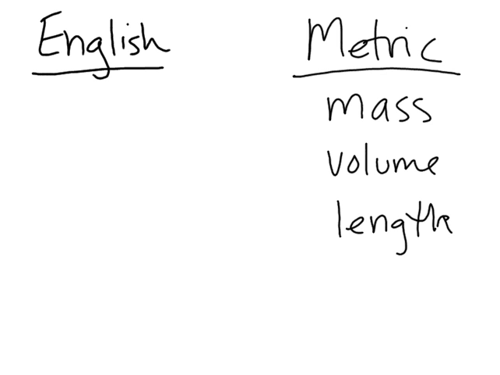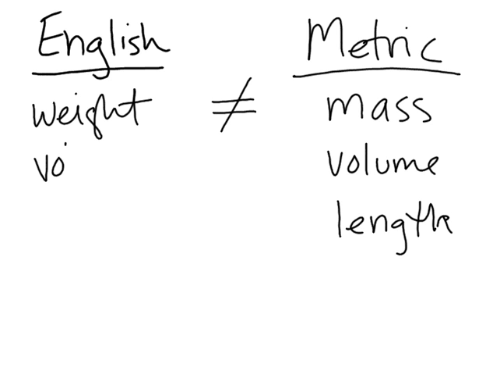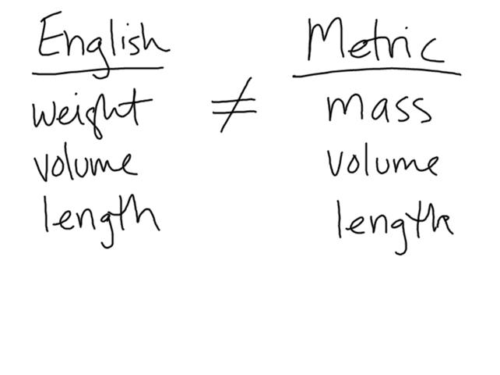Okay, English, they don't have mass, we have weight, which is different than mass. I know a lot of people think they're interchangeable. They are not. Okay, English has volume and English has length. Okay, there are other units of measure. There's time and there's density and there's a whole bunch of other chemical terms that we won't get into quite just yet, but they do exist.